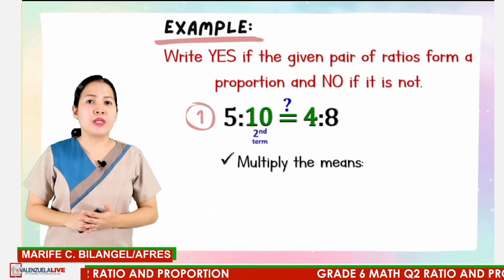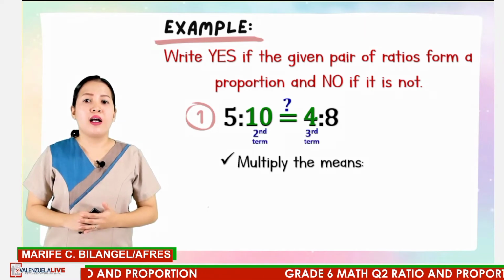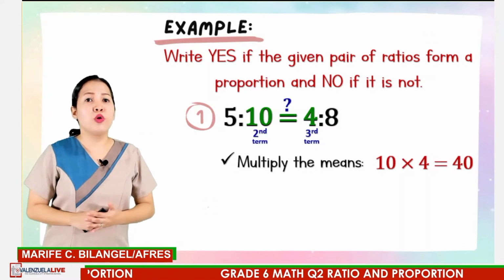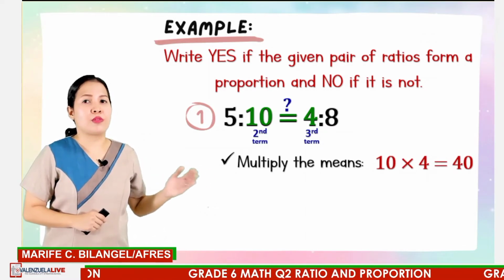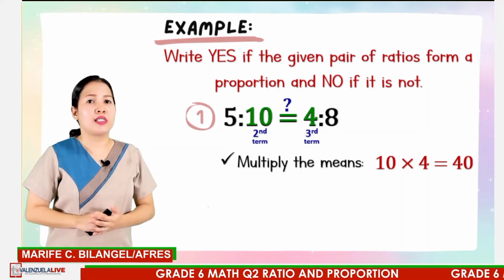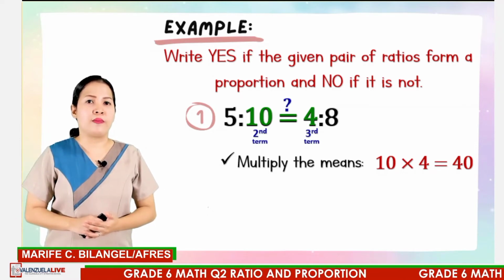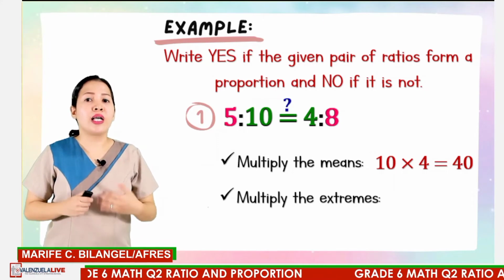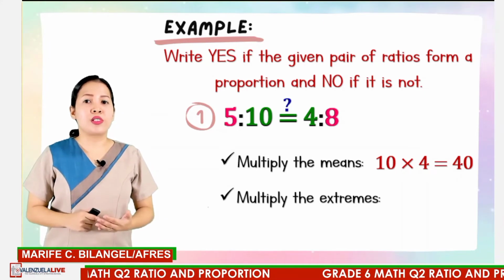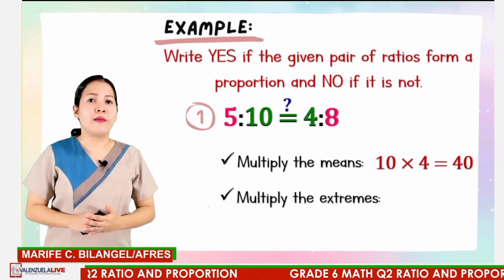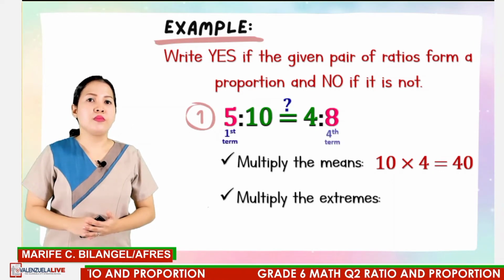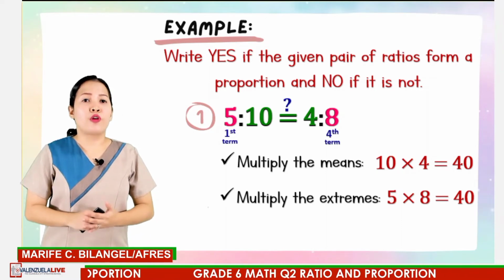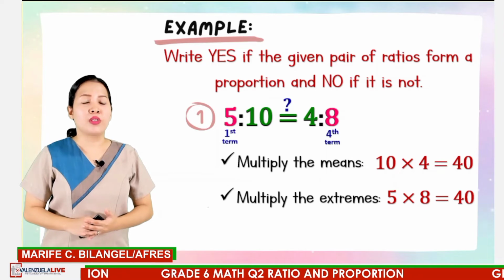Again, our means is the second term and the third term. So let us multiply 10 times 4. 10 times 4 is equal to 40. Next, let us multiply the extremes. We already know that the extremes are the first term and the fourth term. Let us multiply 5 times 8. 5 times 8 is equal to 40.